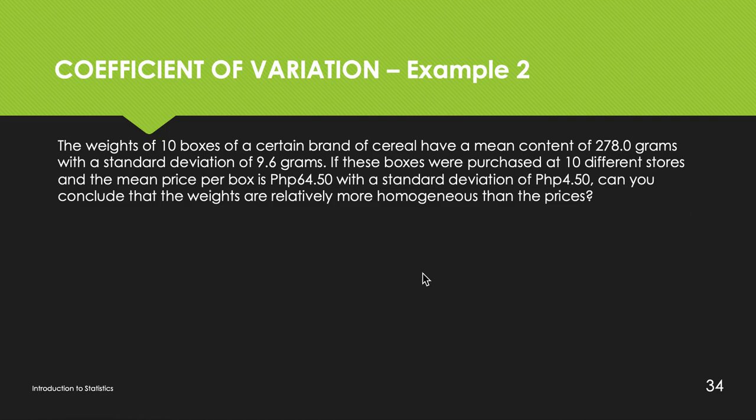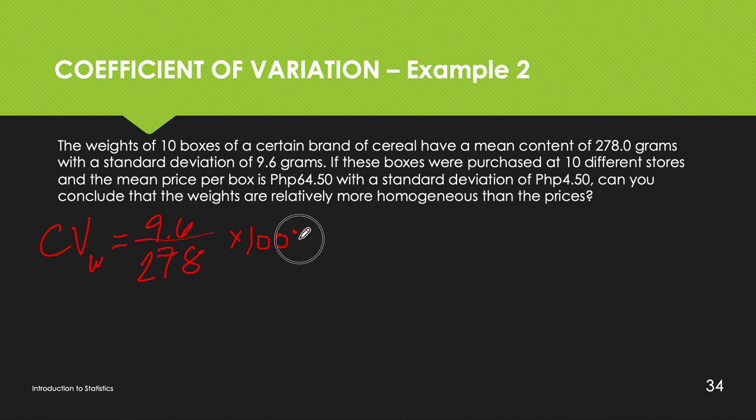Okay, let's do that. So CV for the weights first. CV, which is the coefficient of variation of the weights. Again, it's SD over mean. So the SD of the weights is 9.6 grams. Let's write it down. And then the mean content is 278 grams. So 278 grams. We're going to multiply that by 100, so times 100%.